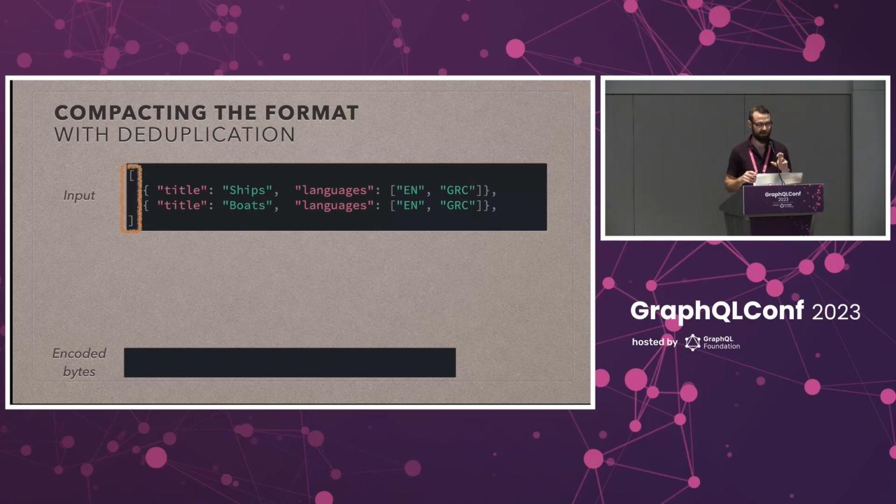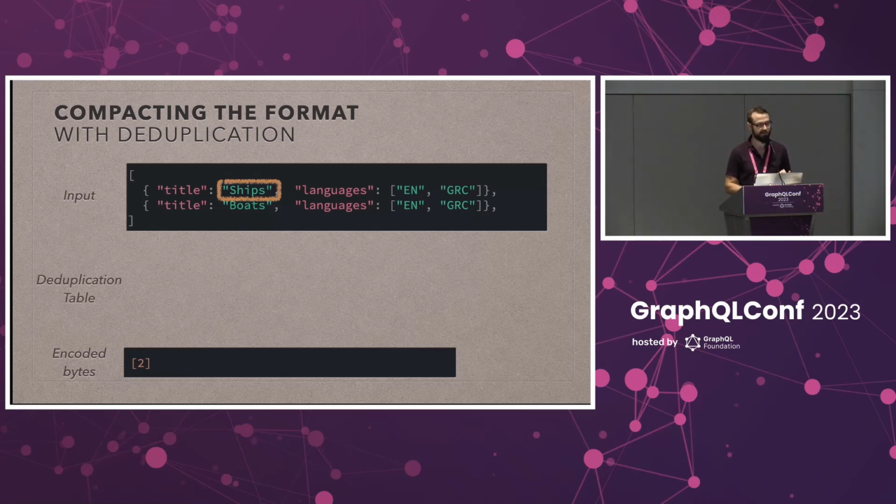Let's start with the fact that we're writing an array, and as we talked about in the encoding before, we need to write its length. So we'll write 2 for the length. We can then move on to the first object. Objects don't actually have an explicit representation in bytes, so we'll just jump straight to the first field, which is ships. And now this is a value that we might be interested in actually deduplicating.